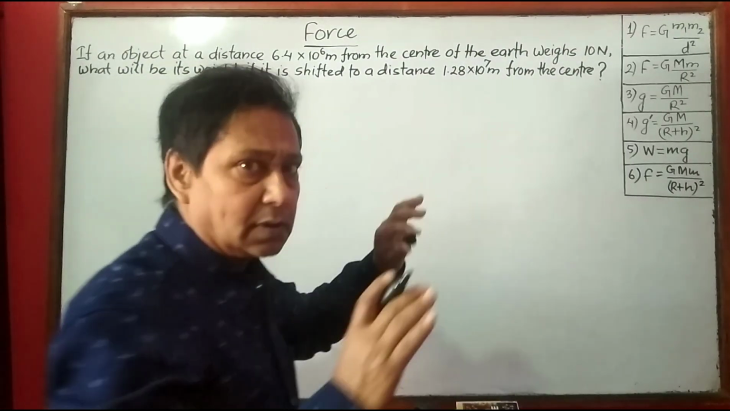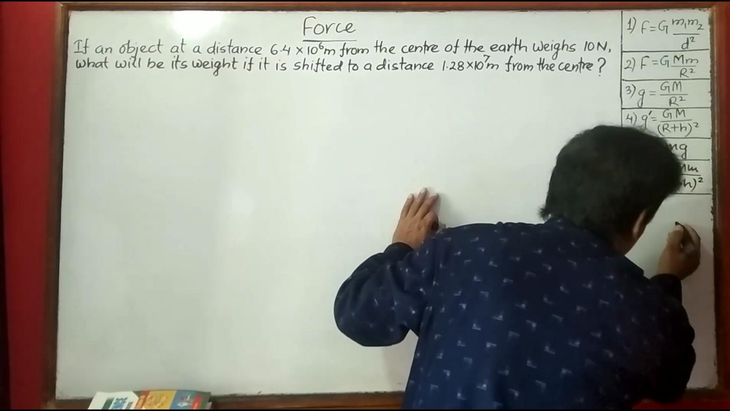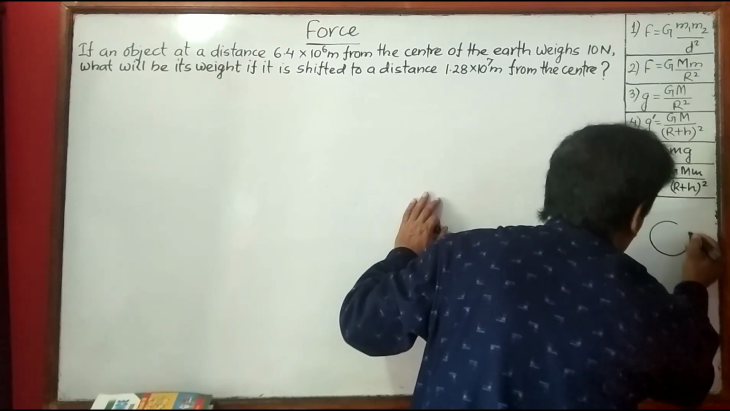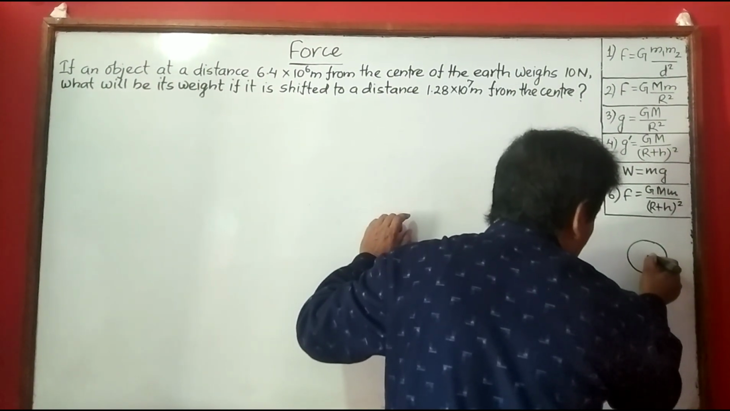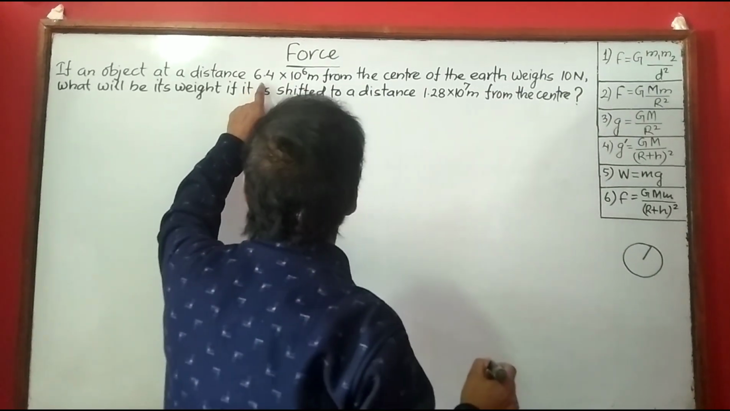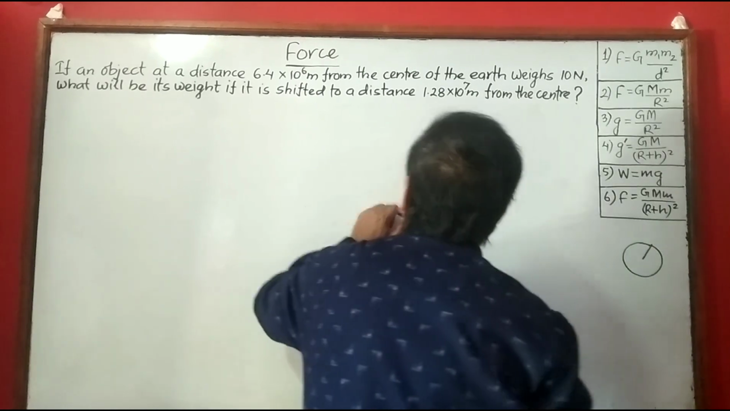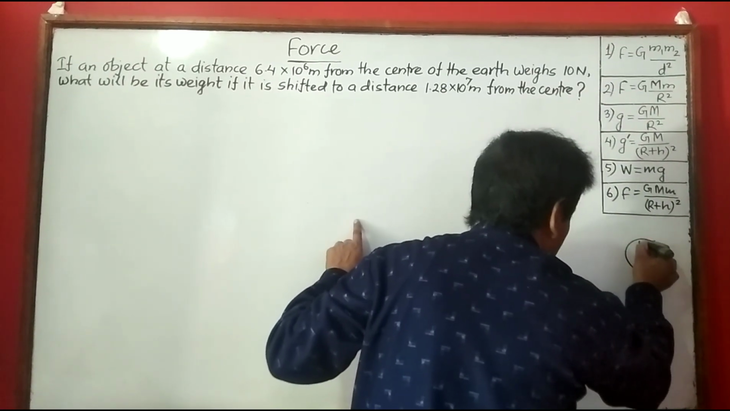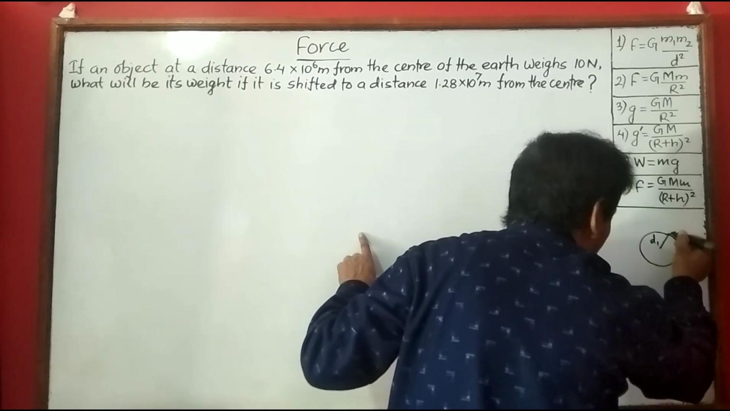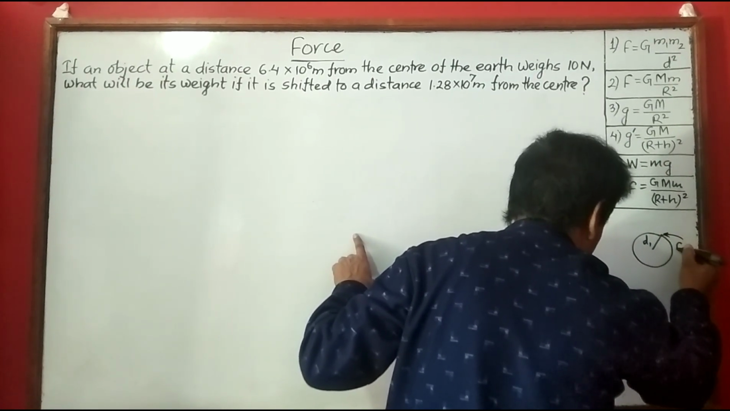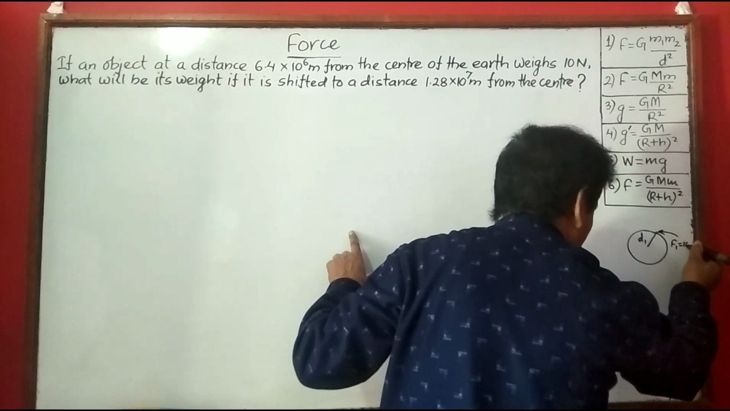Now I want to make you clear about this numerical. It is divided into two parts. Look at this, if this is the earth, then the first part says that from the center to a distance of 6.4 × 10^6 meter, let's say this is the distance. So the first distance can be denoted by d1. At this distance, that body weighs 10 Newton. 10 Newton means the force with which the earth attracts this body.